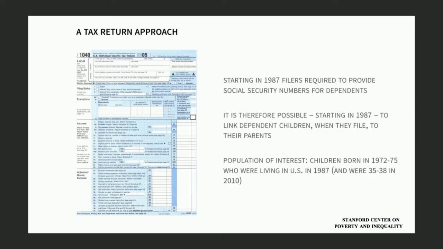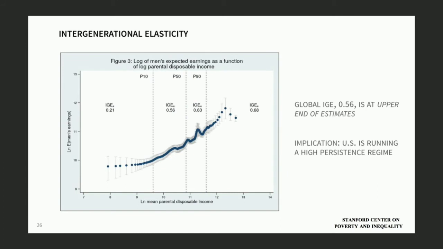That matters because it then becomes possible to identify those children when they themselves become adults and have earnings of their own. And so you can use these tax data in order to estimate the earnings elasticity in the US. Here's the earnings elasticity graphically represented. The x-axis is parental disposable income. The y-axis is the expected earnings of the children. You see that it matters a lot to be born into a household in which there's lots of disposable income. Your expected earnings will be much higher as a result of that.